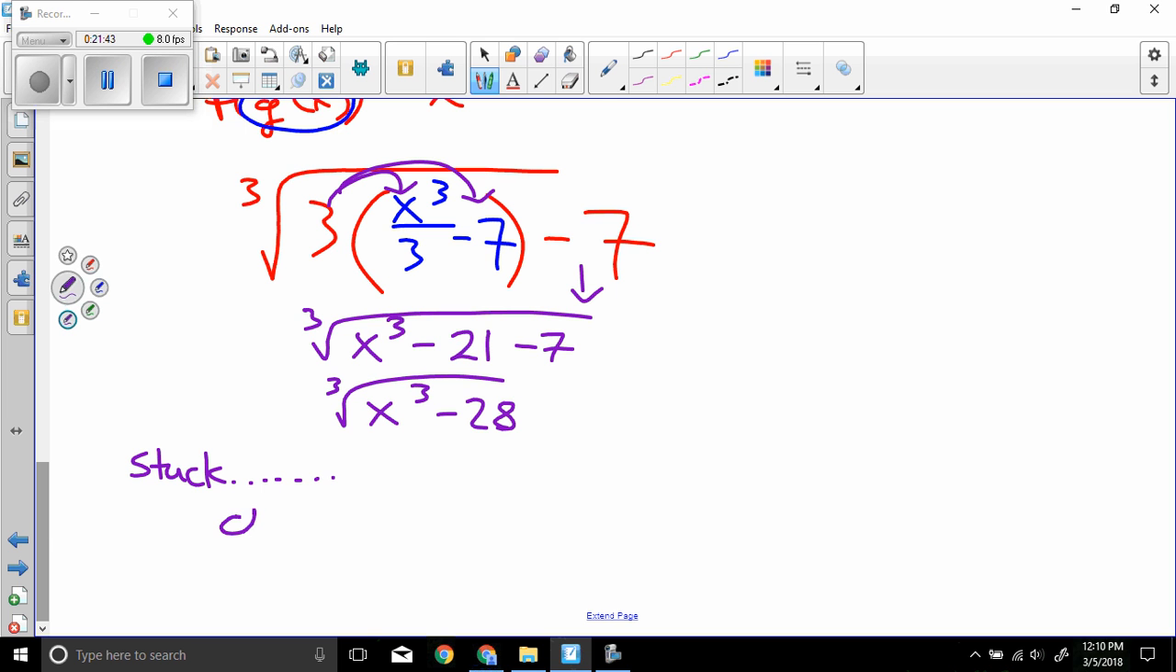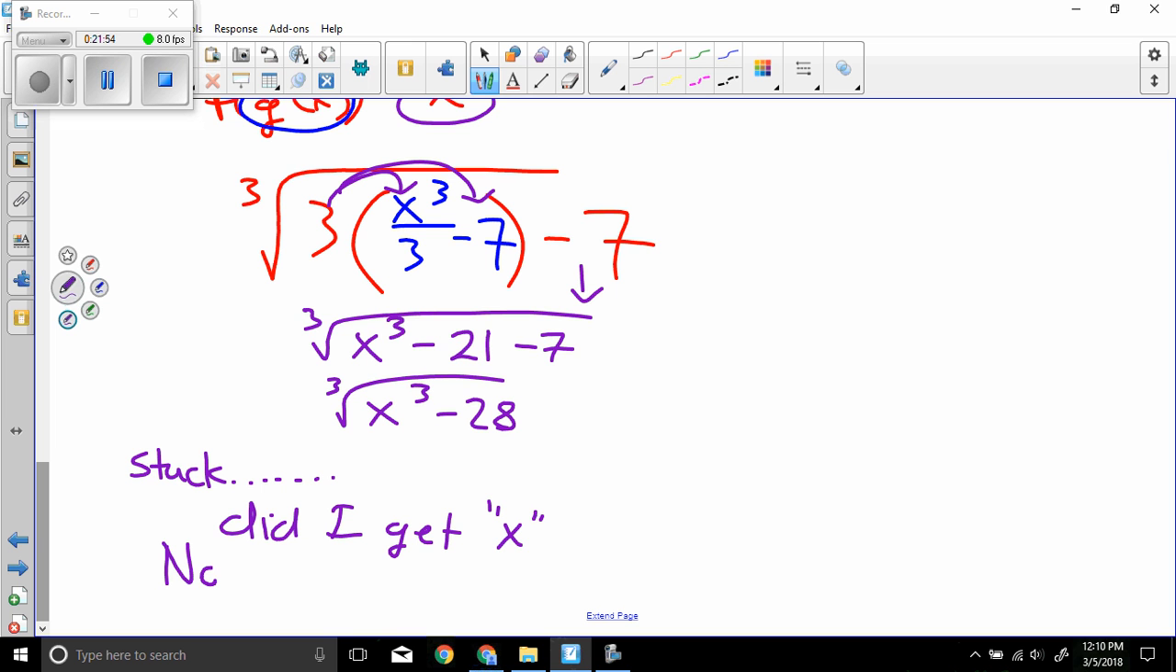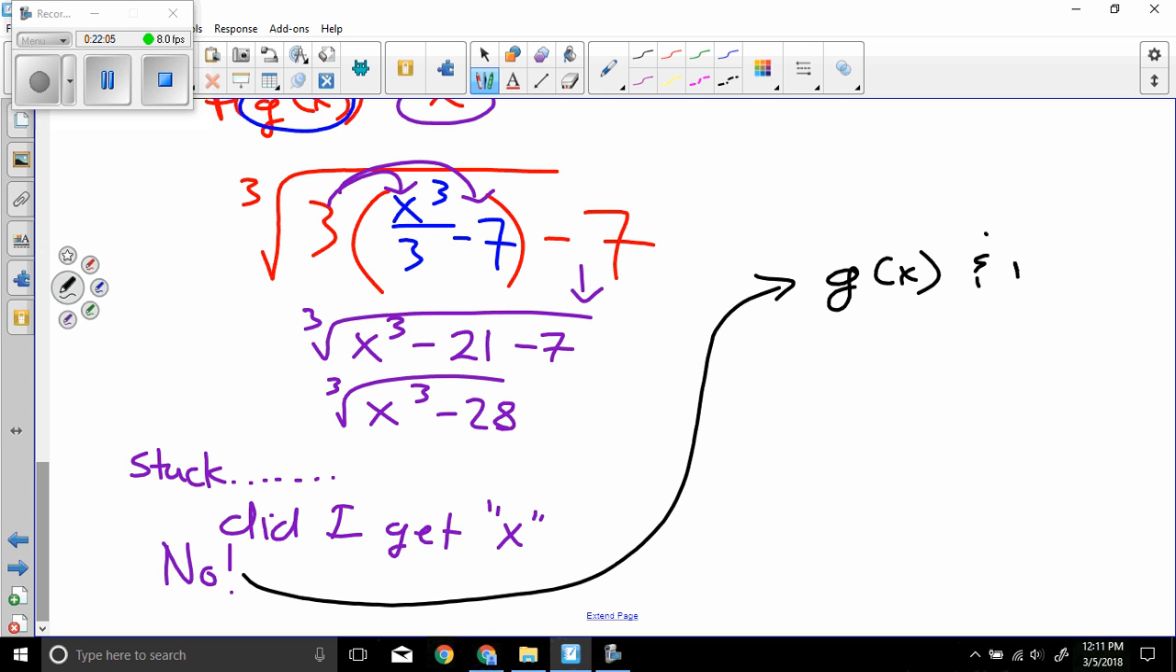Well, did I get just an x as I indicated I wanted right here? Oh, of course, you say no. Well, if I didn't, do I need to check the other side? No, because both have to be x. So because I say no here, I can say g of x and f of x are not inverse functions.